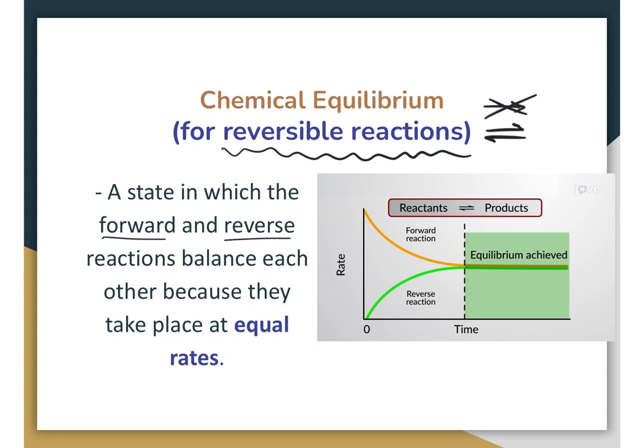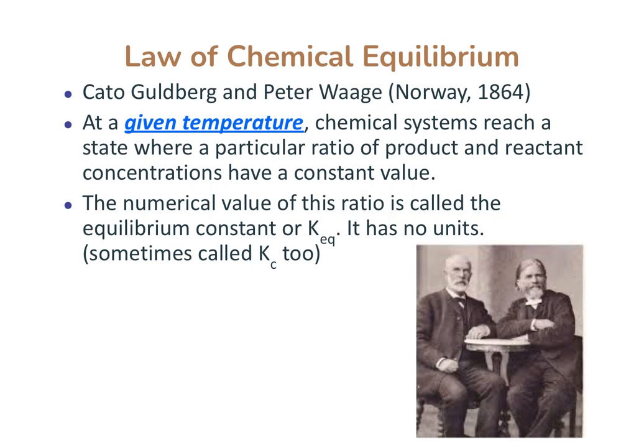You can kind of think of it like a seesaw or a scale. Equilibrium is where you're going to have equal rates of the forward reaction and the reverse reaction. So they're happening at the same rate and at the same frequency. What we then look at with equilibrium is what is called the law of chemical equilibrium.